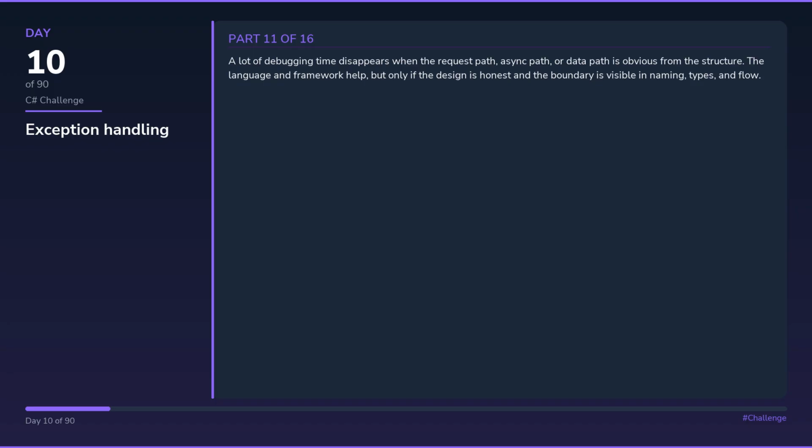The language and framework help, but only if the design is honest and the boundary is visible in naming, types, and flow. My test is simple: could I explain this same design tomorrow with a different example and still keep the same reasoning? If yes, the lesson probably landed for real. If not, I probably memorized a recipe instead of understanding the trade-off.